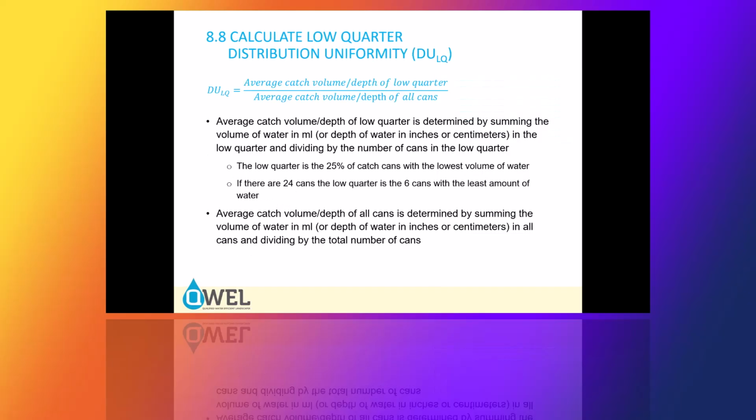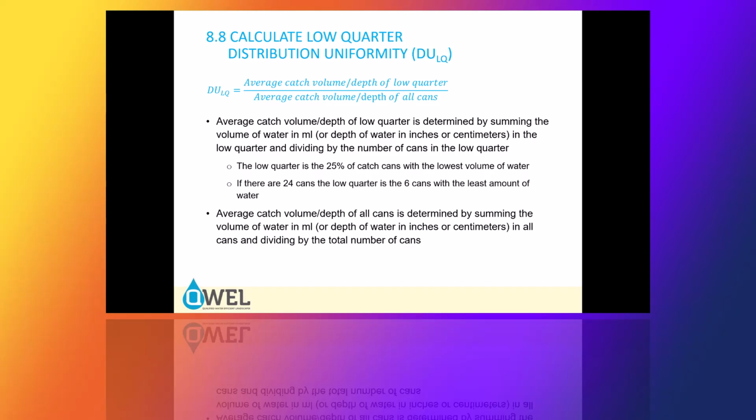All right, well, here's the formula for the distribution uniformity low quarter. You're taking the average catch can volume of the low quarter, and you're dividing it by the average catch can volume of all the cans. Same thing if you're doing the depth. If you're measuring in inches, you're taking the average catch can depth of the low quarter divided by the average catch can depth of all cans. Typically, it's the volume.